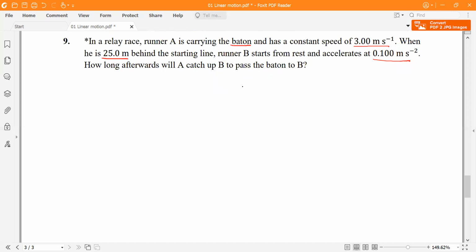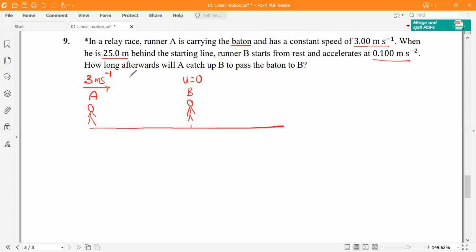Those of you who are relay athletes may have some idea about this. So I can take a race track. Just say person A is running with the constant speed of 3 meters per second. Don't worry about the 3.00, just round it. Then person B is at a position here and is starting with an initial speed of 0.